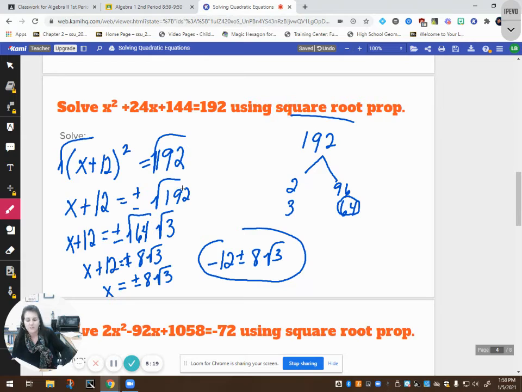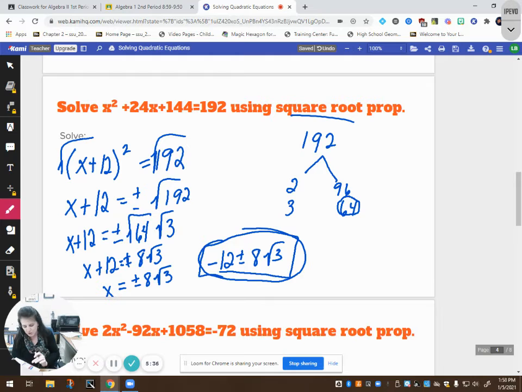x is negative 12 plus 8 square root of 3, or x is negative 12 minus 8 square root of 3. Now, if the problem asks you to simplify it further, you could go ahead and find it out, but this gives me an exact answer. There's no estimating here. The square root of 3 is irrational, so if we break it down any further, then it's going to give me an irrational number.